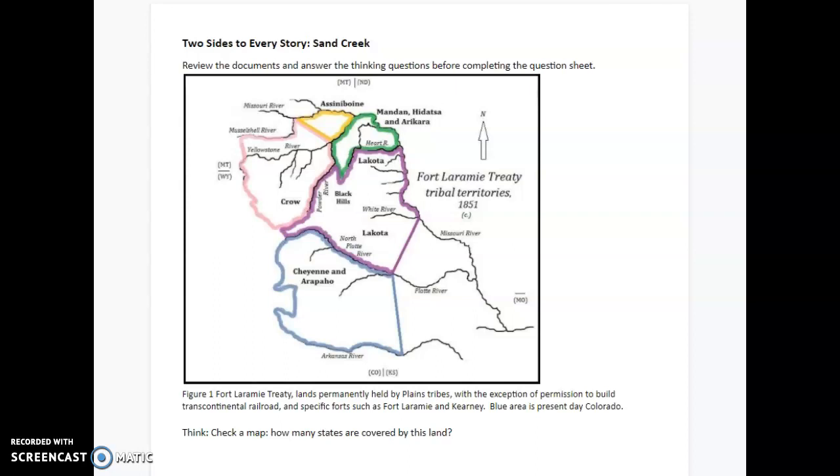And your thinking question does say, how many states are covered by this land? And it is more than 2, so you might want to consult a regular map so you see how truly vast this area is that people were occupying.